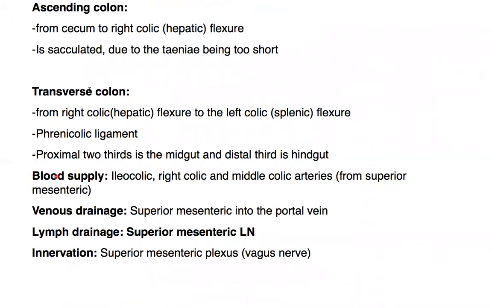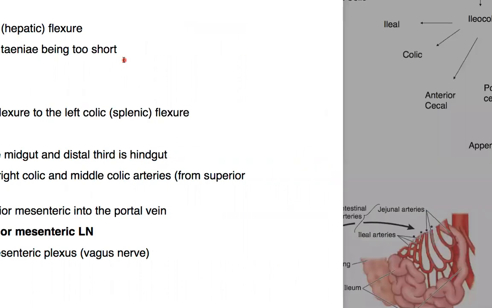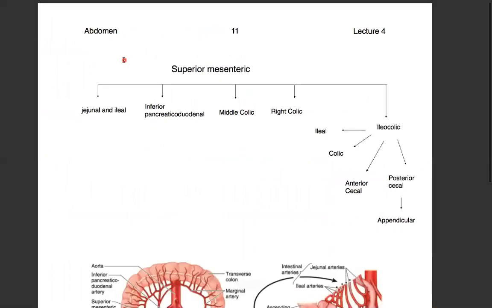طيب proximal 2/3 of it is part of the midgut, the distal third is part of the hindgut. تمام؟ يعني transverse colon part of it is midgut and part of it is hindgut. يبقى عايزين نركز أكتر حاجة على ال blood supply again.